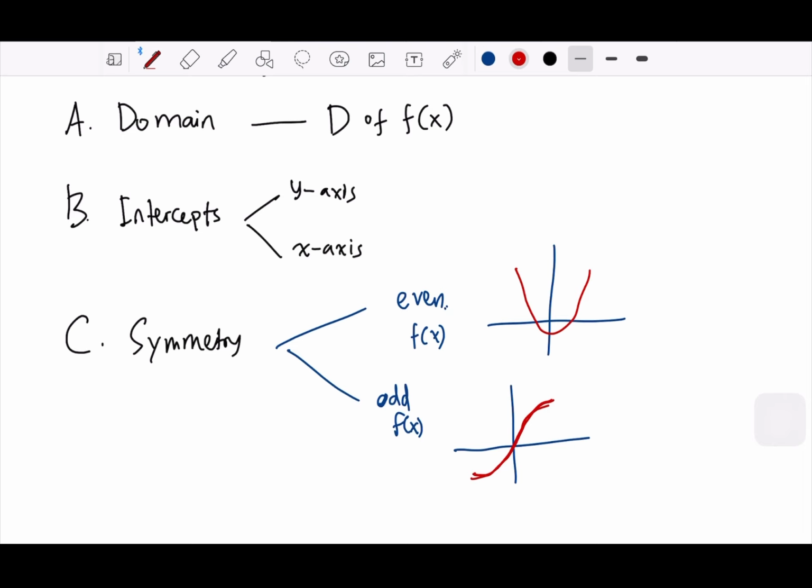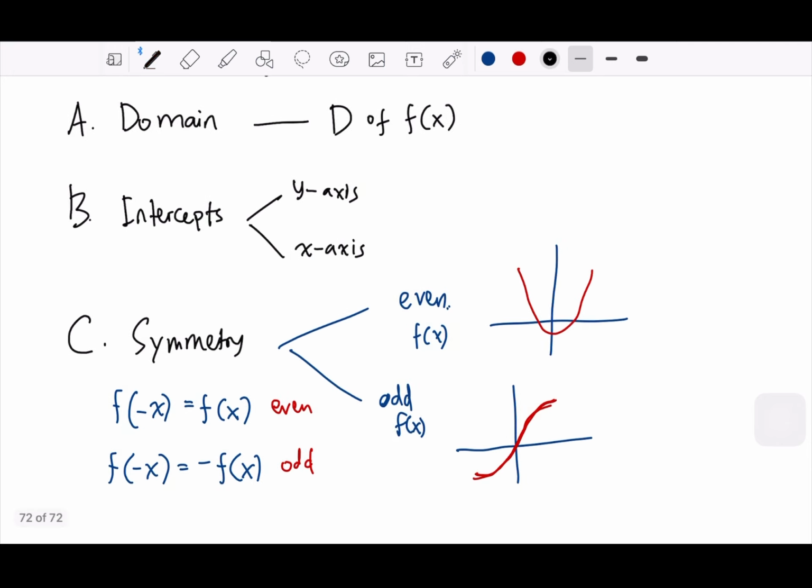But this is just to confirm how the curve looks from the form of the function, and you can know how to identify the even and odd functions from here. This is even, this is odd. Okay. So the first three steps: look at the domain, check the intercepts, and think about symmetry.